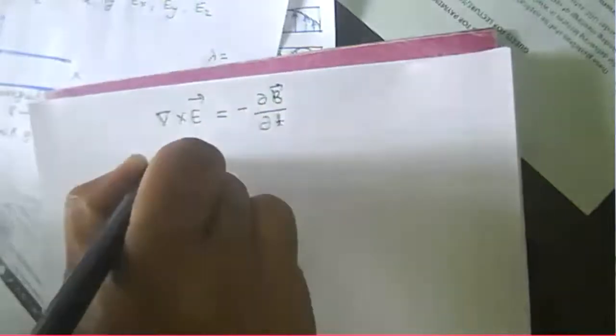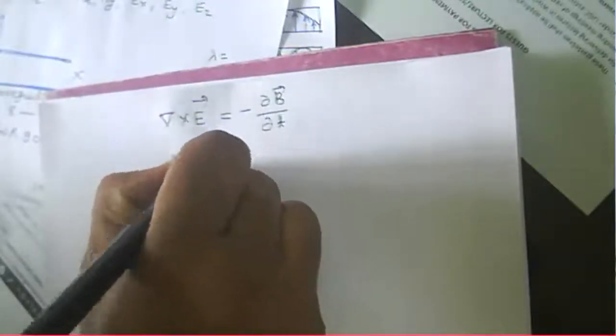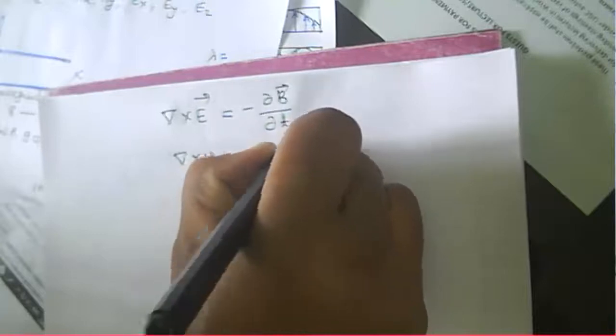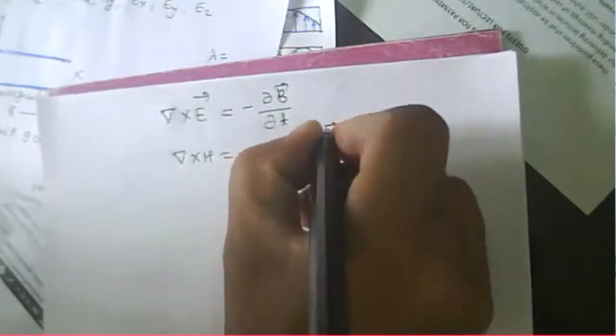Now we consider the waveguides, and then your Maxwell's equations. If you remember, del cross E is equal to minus dou B bar by dou t, and del cross H is equal to sigma E plus dou D bar by dou t.